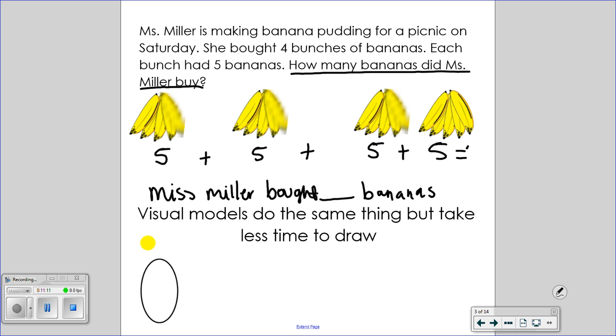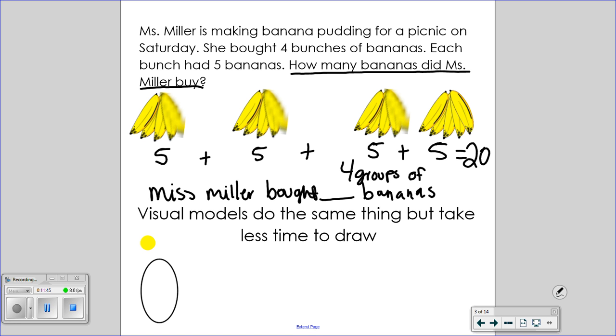Can somebody give me a groups of sentence? Because we just did this repeated addition, and that's what we're doing. How many groups of 5 did we have? Eva? 4. 4 what? No, 4 bunches. 4 bunches, or you could say groups of 4 groups of how many?